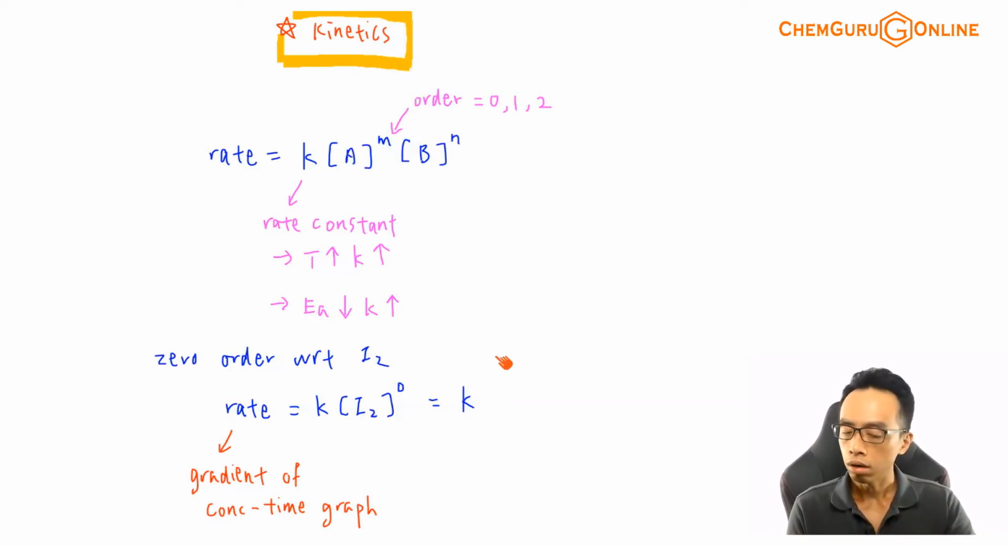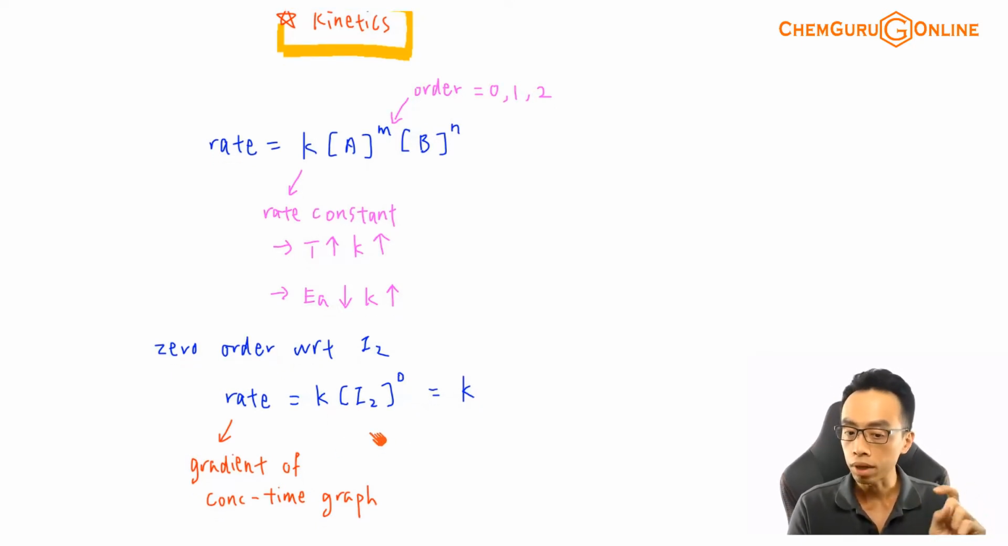And the rate of this reaction is also the gradient of my concentration-time graph. So for this question, the graph that we want to look out for has a constant gradient. The rate is equal to K throughout the entire process.